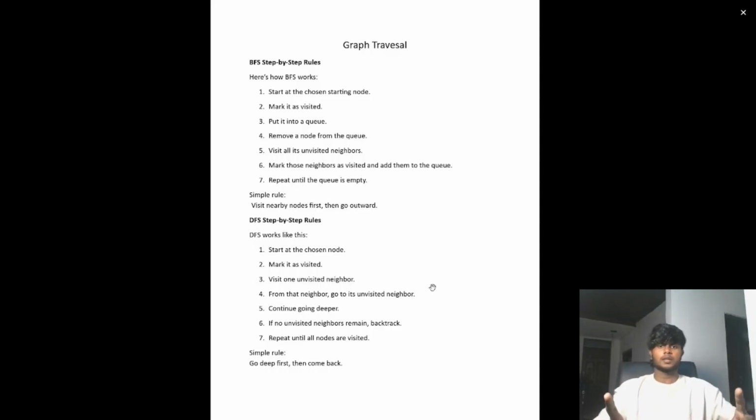Let's talk about the DFS step-by-step rules. DFS works like this. Start at the chosen node, mark it as visited. Visit one unvisited neighbor. From that neighbor, go to its unvisited neighbor. Continue going deeper. If no unvisited neighbors remain, backtrack. Repeat until all nodes are visited. The simple rule in DFS is go deep first, then come back.